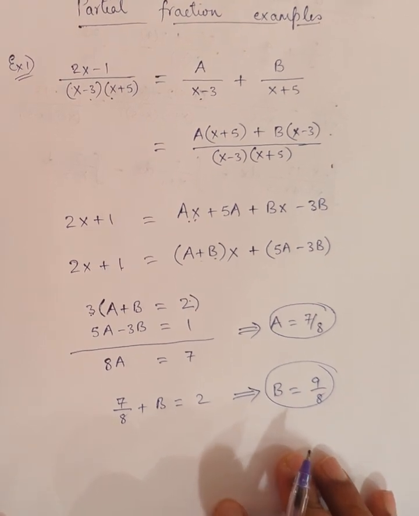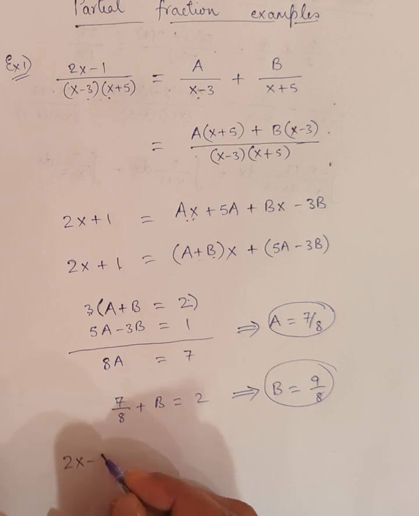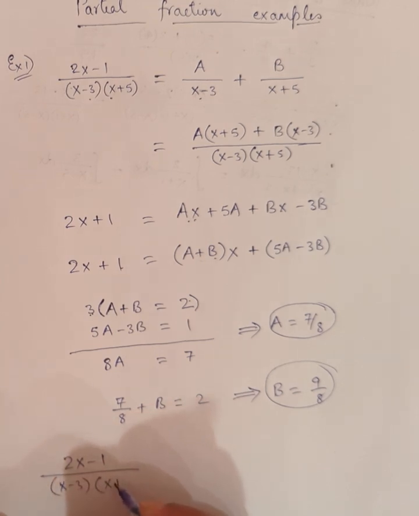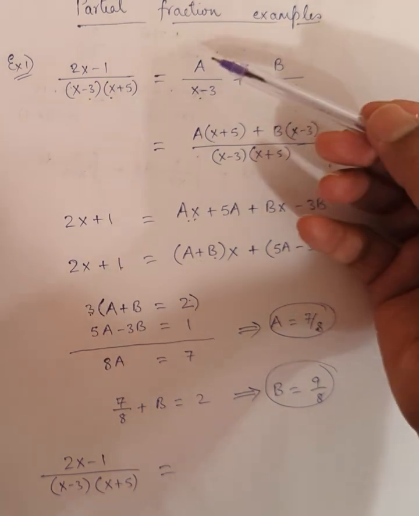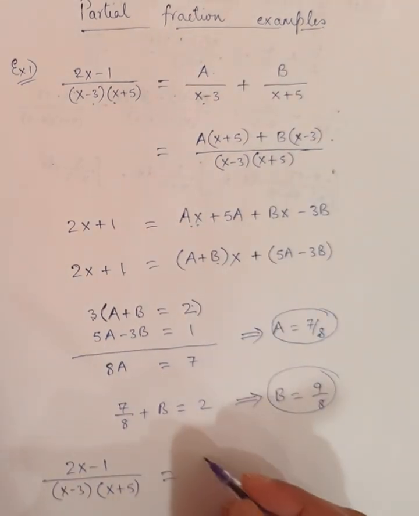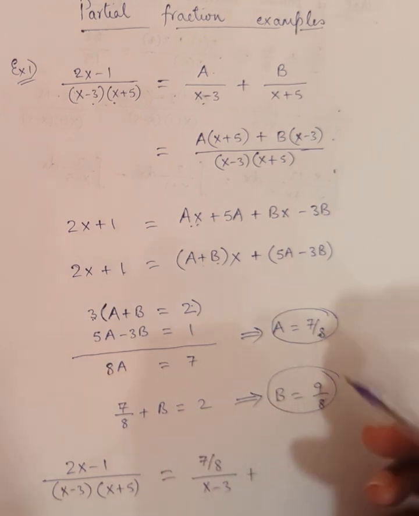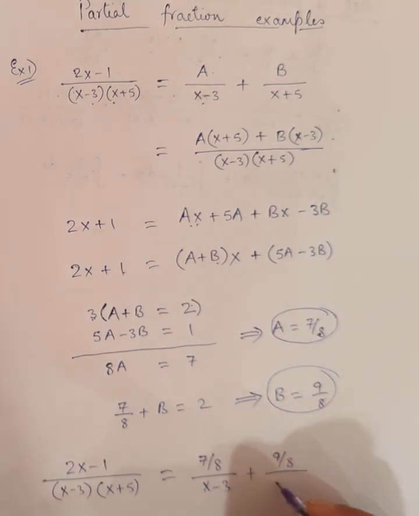Now I can write down my partial fractions. So how do I write (2x minus 1) over (x minus 3)(x plus 5) as a sum of partial fractions? a is 7 over 8. That's what I'm going to plug over there: 7 over 8 divided by x minus 3. And b is 9 over 8 divided by x plus 5.